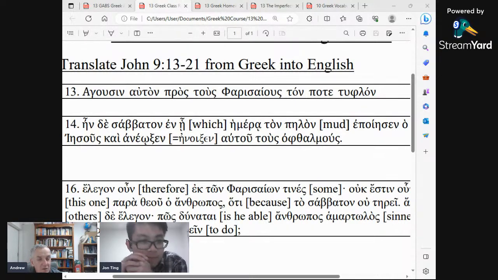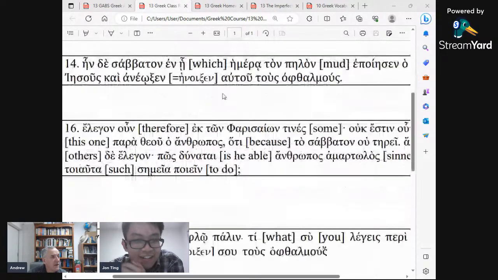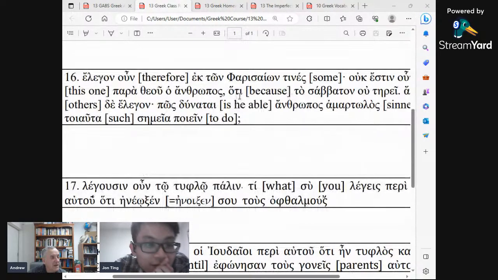So translate the whole sentence in one run without reading. It was a Sabbath in which day Jesus made mud and opened the eyes of him. Yes, very good. Excellent. Or and opened his eyes. His eyes, that's very good. Okay. Let's go on and have a go at this one here.